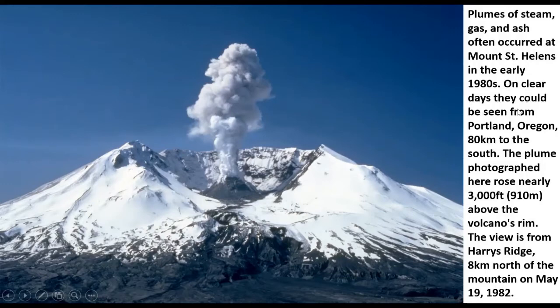On clear days, they could be seen from Portland, Oregon, 80 kilometers to the south. And the plume photographed here rose nearly 910 meters above the volcano's rim. So this, believe it or not, is close to one kilometer. And the view is from Harris Ridge on May 19, 1982. So this photo was taken 2 years after that volcanic eruption.